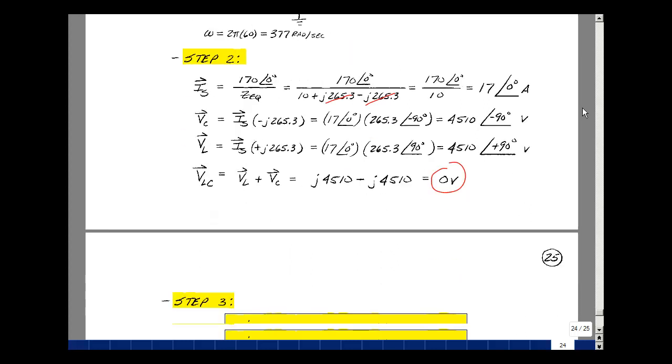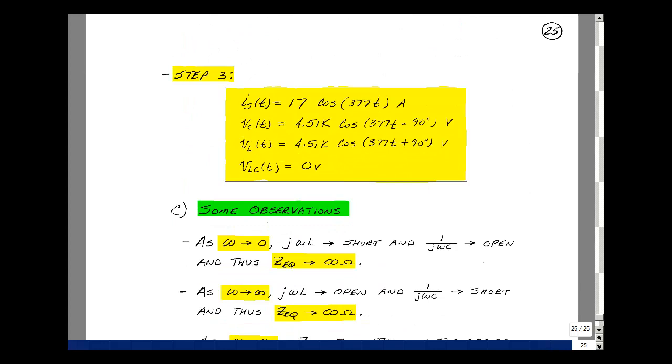Step 3 is to convert back into the time domain. It's 17 at angle 0. That becomes 17 times the cosine of omega t plus 0 amps. The voltage across the capacitor was 4510. That's 4.51 k cosine of omega t minus 90 degrees volts. Voltage across the inductor, 4.51 k cosine of omega t plus 90 degrees volts. And then lastly, the sum of these two voltages, because they're a phase apart, is 180 degrees total. They cancel each other. They look like a short circuit. We get 0 volts.